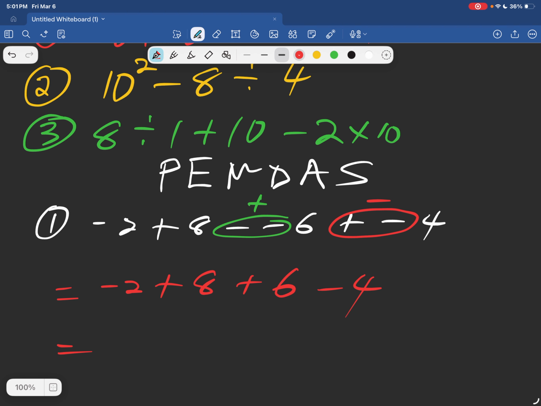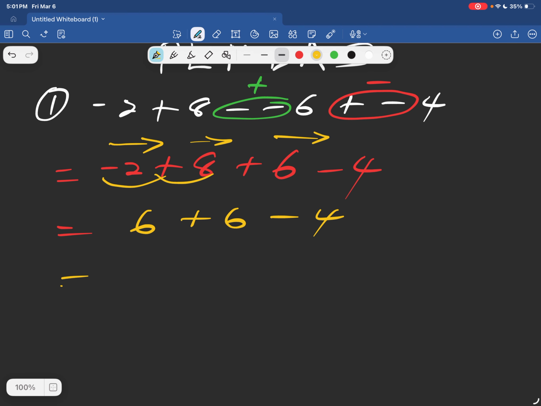The second thing that we're going to do is scan through the problem again from left to right, and we recognize that we only have subtraction and addition. This means that we must work the problem from left to right, just like this, left to right. So we do negative 2 plus 8, which gives positive 6, plus 6 minus 4. Next step, we continue working the problem, simplifying it even further. We get 6 plus 6, which gives 12, minus 4, which gives 8. And so that's our final answer.